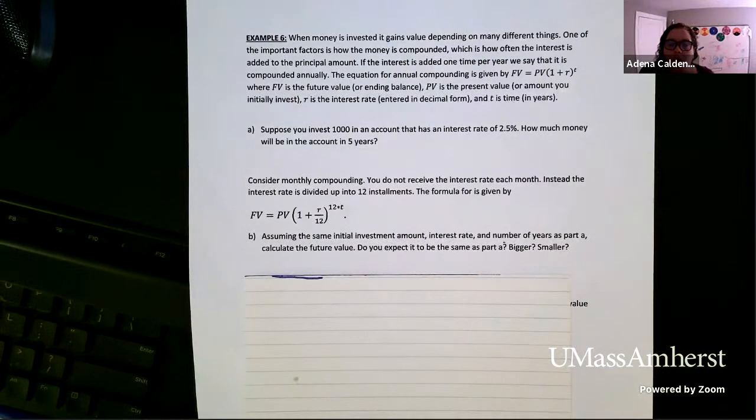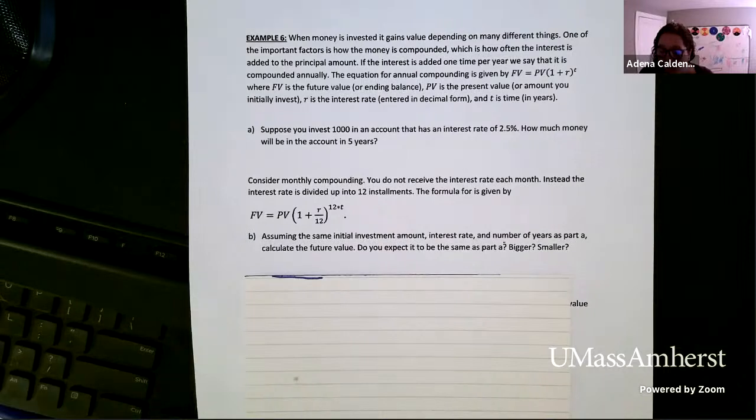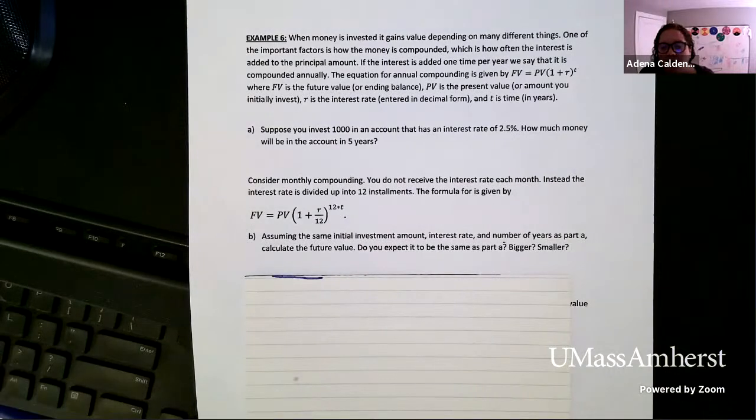So we're going to start with two questions where we don't yet need to think about the derivatives. This is just getting comfortable with the equations. So for part A, it says, suppose you invest $1,000 into an account, so 1,000 is your present value, that has an interest rate of 2.5%.